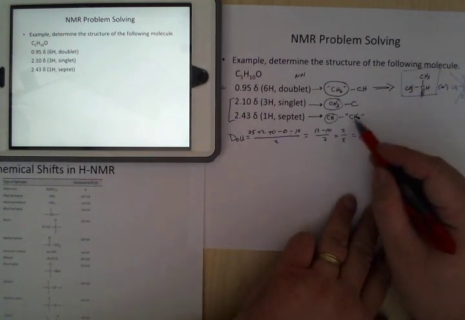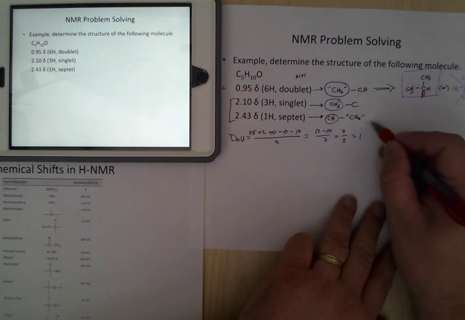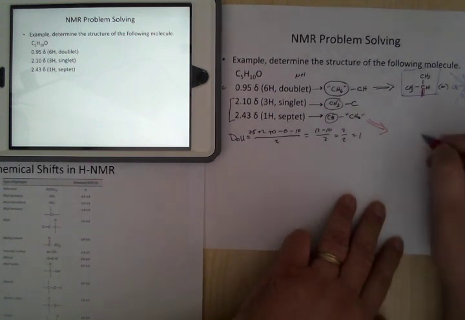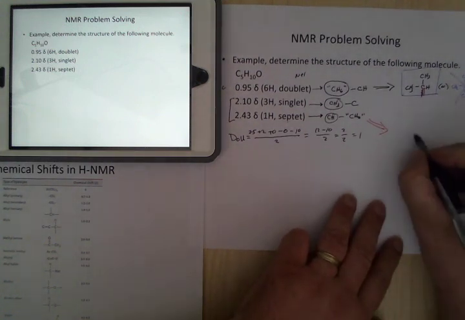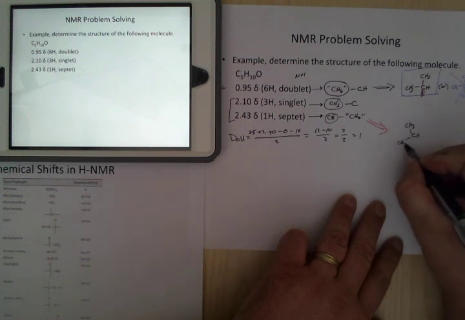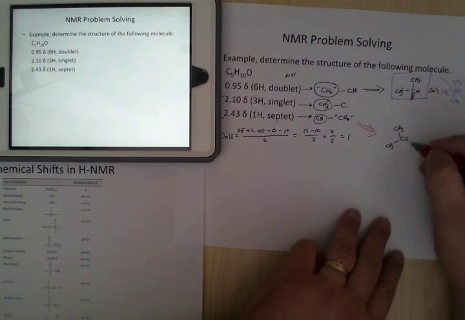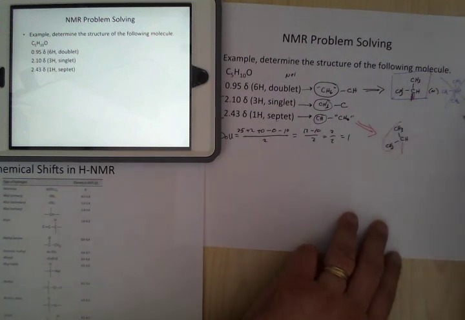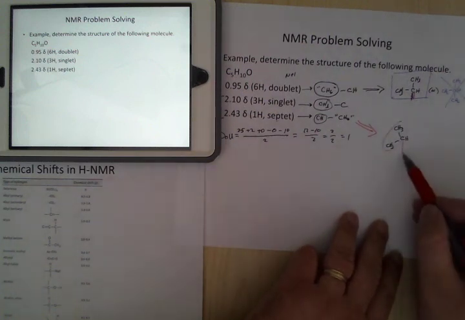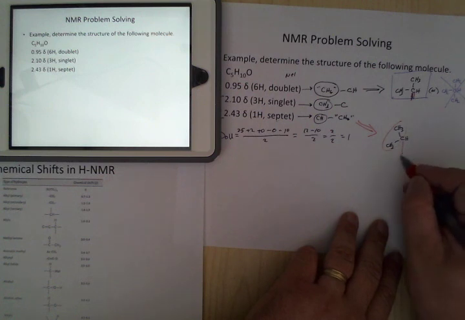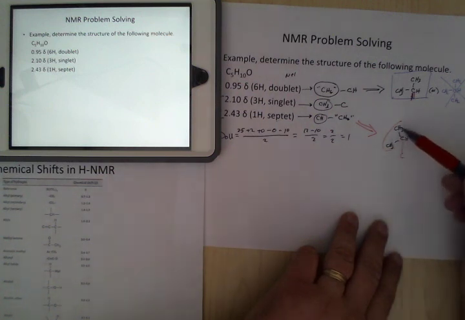And that sort of makes sense what's going on here, right? So for this one here, if we have a CH, we have a CH3, CH3, and then this will be attached to something. So these two are equivalent, but this one has to be on this side. You can't have any hydrogens on this side, because otherwise you'd have a septet.